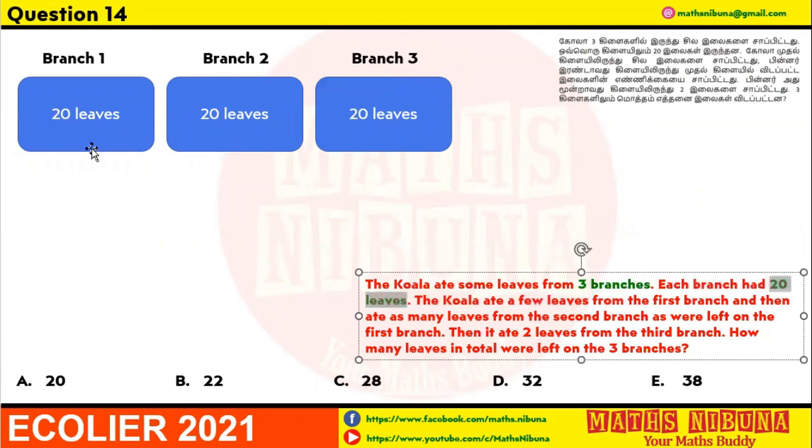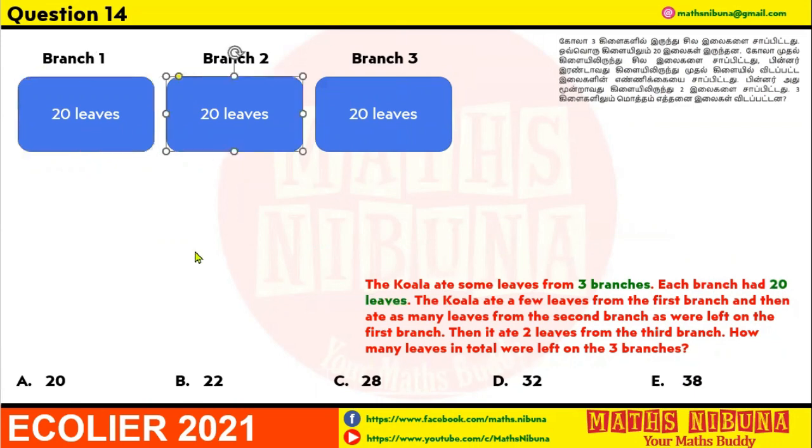Okay, each branch has 20 leaves. So here we've got 20 leaves, here 20 leaves, here 20 leaves. Okay, total 60. What will happen? The koala ate a few leaves from the first branch.